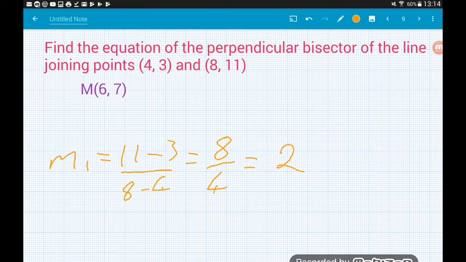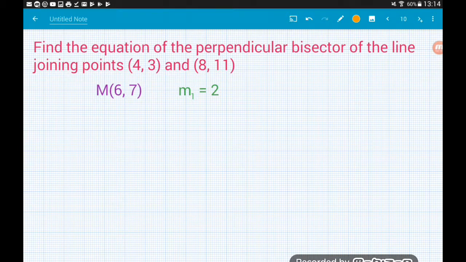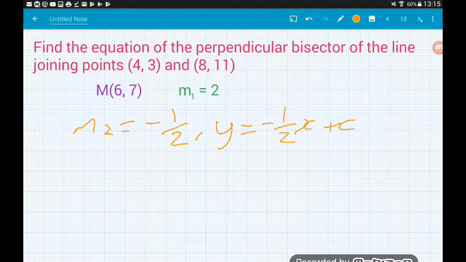So now we've got both of the ingredients that we need to be able to find the equation of our perpendicular bisector. So let's first of all find this gradient. The gradient M2 is minus 1 divided by M1, so it's going to be minus 1/2. That tells us our perpendicular bisector is something to do with y equals minus 1/2 x plus c.